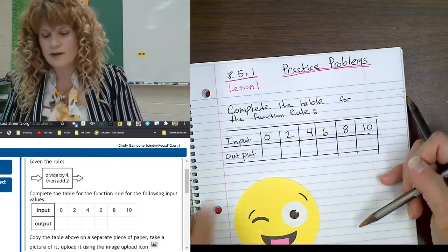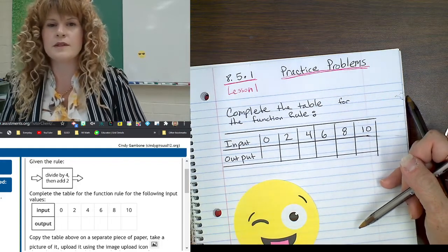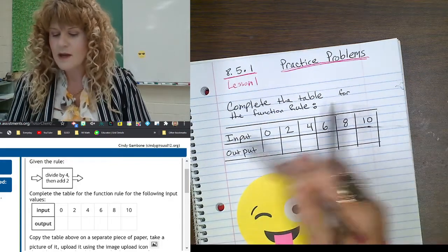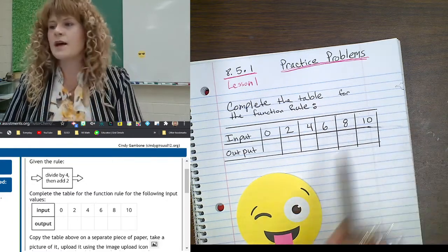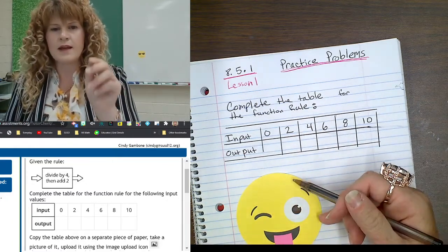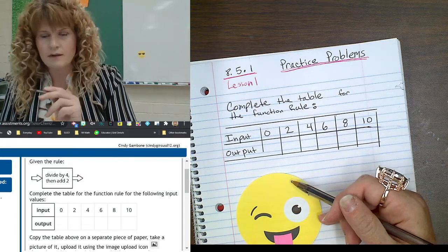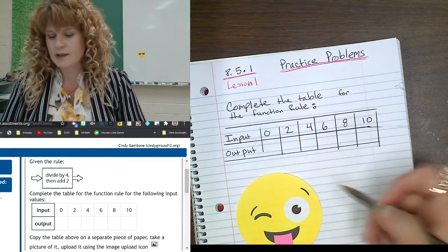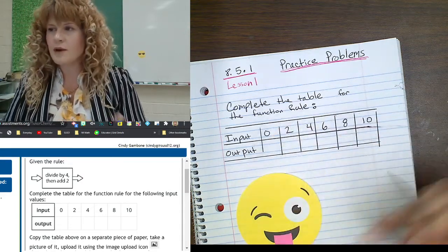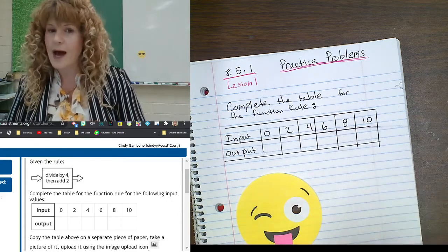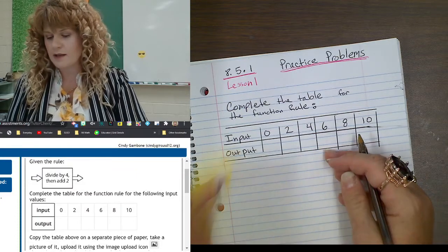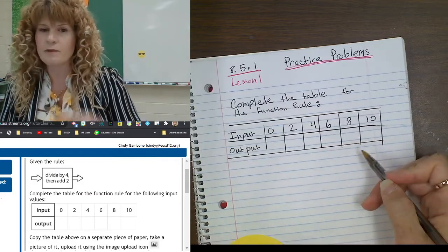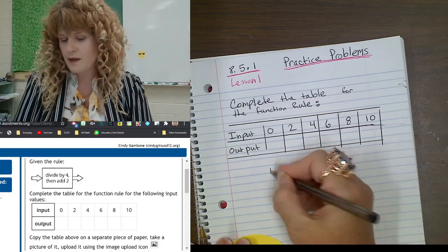The first part is a review from the student task statements. It says complete the table for the function rule. And on your screen, you can see they drew the input-output diagram. Well, we're getting pretty good at this now. So I don't know how much notes you need to take, but I love making math notebooks. So I'm going to take notes and put the answers in my notebook before I enter them in.